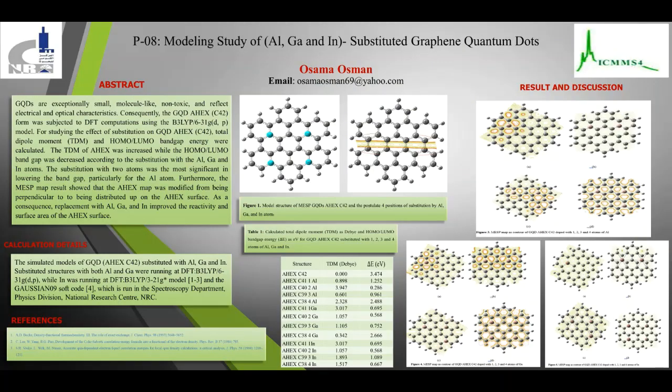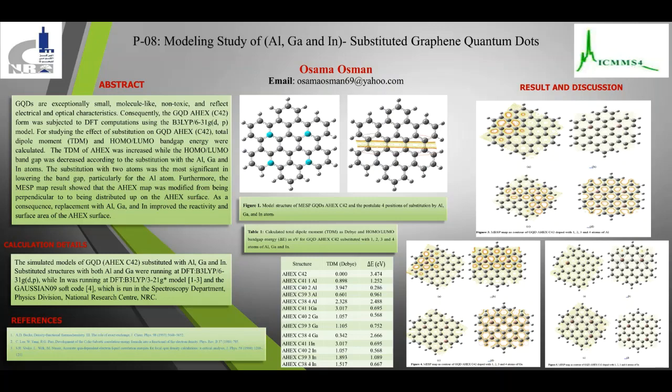Poster number 8, presented by Professor Osama Osman, titled Modeling Study of Aluminum, Gallium, and Indium Substituted Graphene Quantum Dots. Graphene quantum dots are a cutting-edge material that has excellent electrical, thermal, and mechanical characteristics, as well as minimal toxicity and powerful photoluminescence. These unique properties give graphene quantum dots the ability to be used in different electrical, optical, and optoelectronic applications.